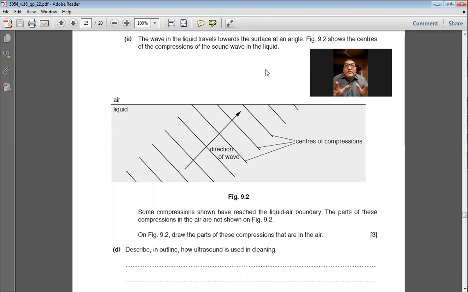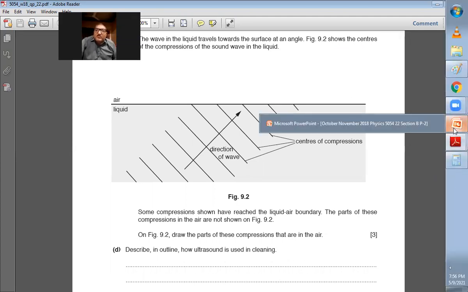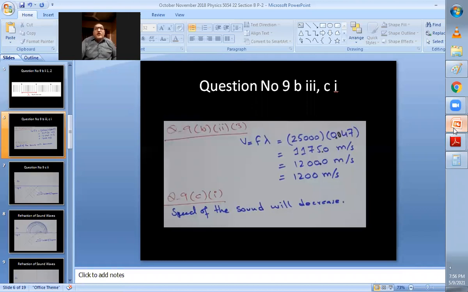This is not a water wave, remember. It's a sound wave. And when it comes into the air, its speed decreases, so it will bend towards the normal. Because the speed of the sound decreases when it comes from liquid into air, what will happen? It will bend towards the normal because the speed will decrease. So it's a 3-mark question. I have drawn it. Let me show you how I have drawn this. These wavefronts, a very important question. The speed of the sound will decrease.